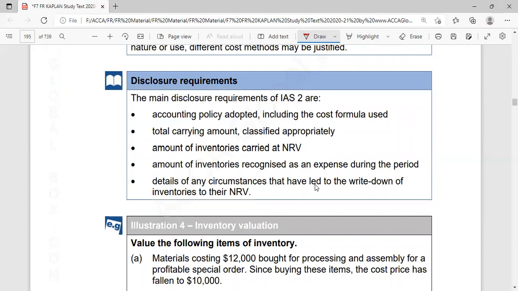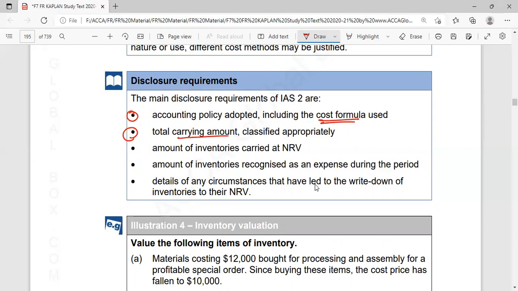Then coming to the disclosure aspects. The main disclosure requirement relates to the accounting policy adopted, including the cost formula. We already discussed, while calculating the cost, which items are included and which are not. Then the total carrying amount classified appropriately, and the amount of inventory carried at NRV.